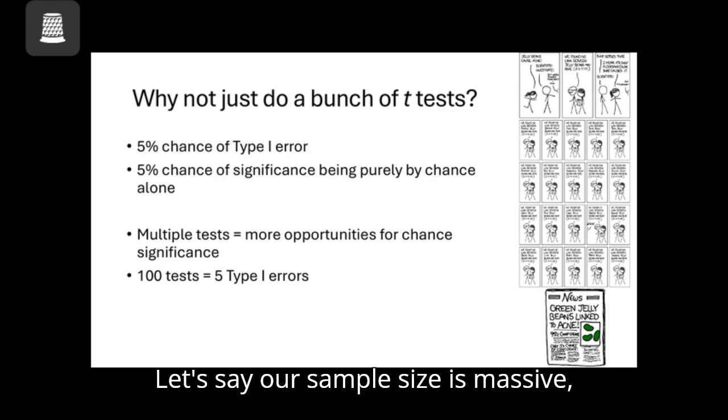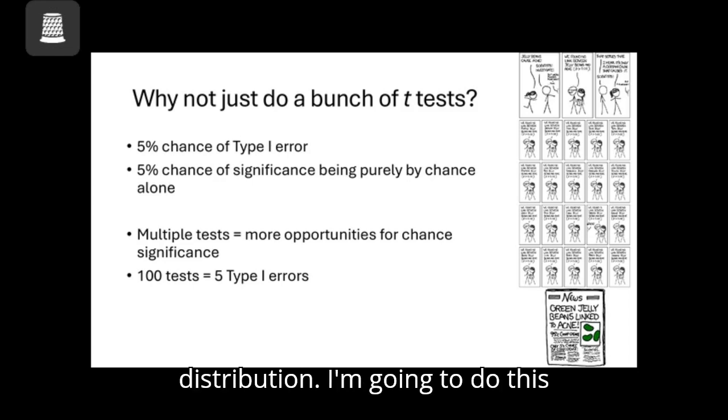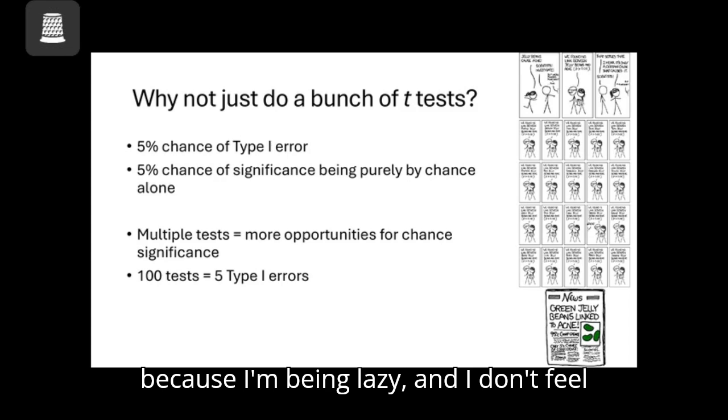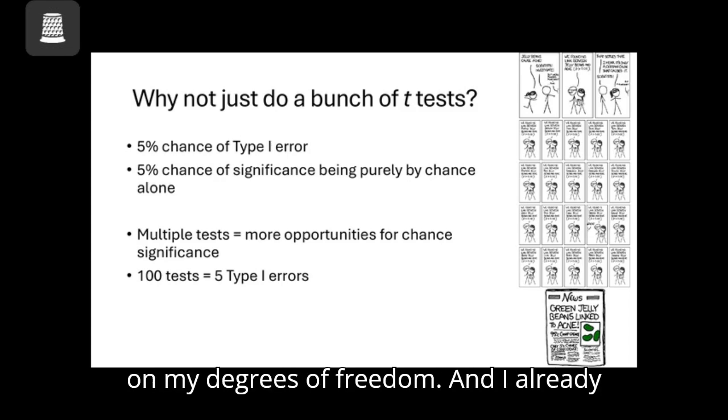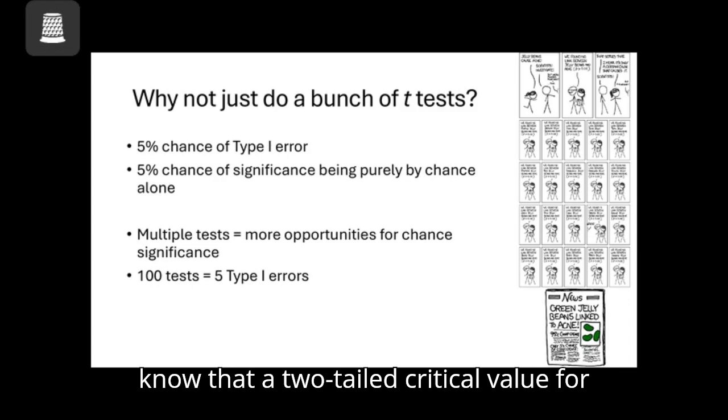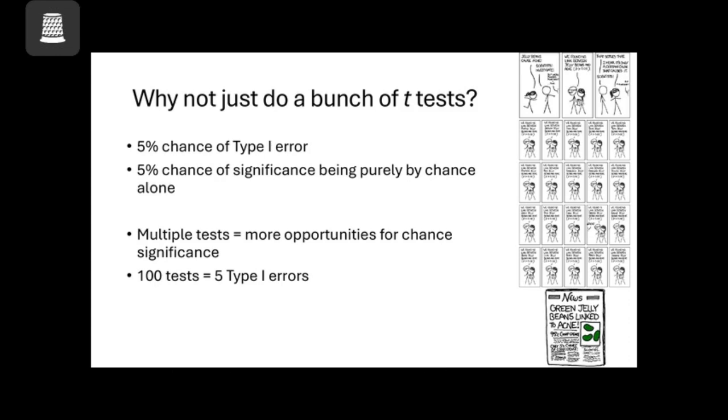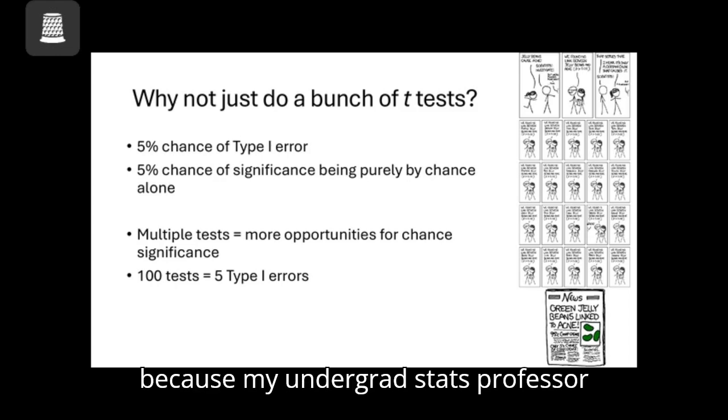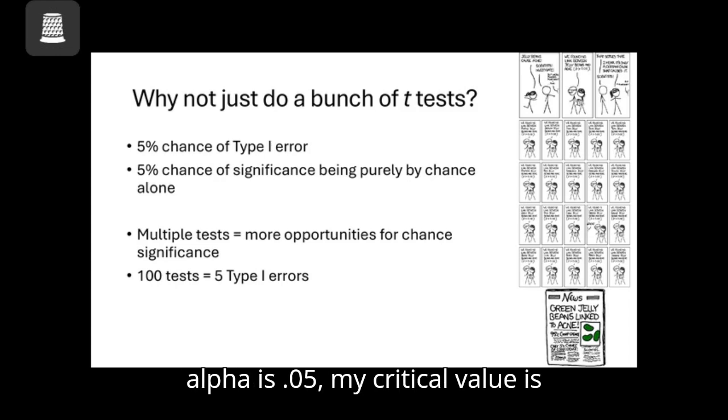Let's say our sample size is massive, like 2,000 people. So the t distribution is basically the same as the z distribution. I'm going to do this because I'm being lazy and I don't feel like looking up the critical value based on my degrees of freedom. And I already know that a two-tailed critical value for an alpha of 0.05 is 1.96 when it's a normal distribution. And the reason that I know it is 1.96 is because my undergrad stats professor drilled that into our brains. So my alpha is 0.05. My critical value is 1.96.